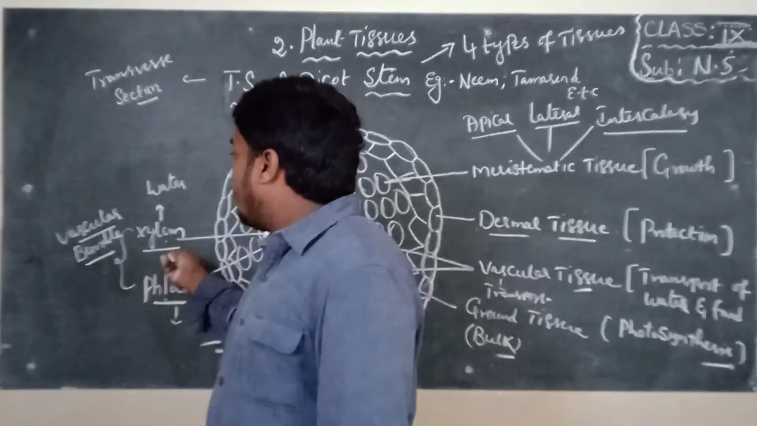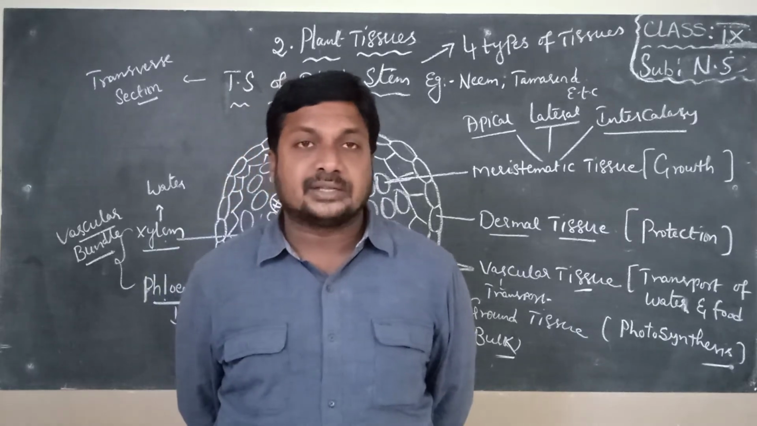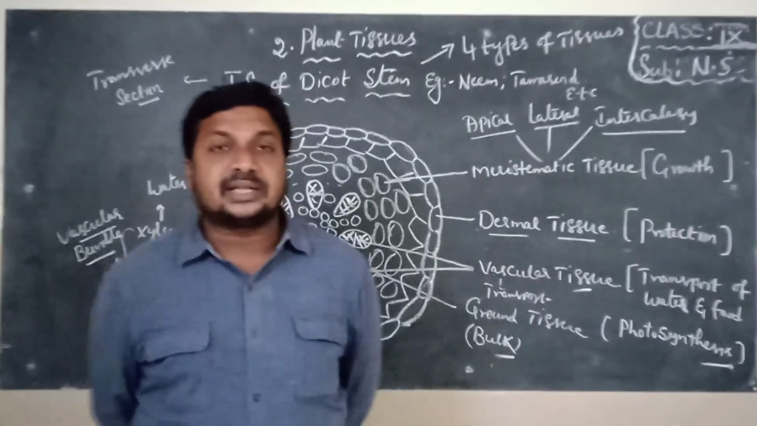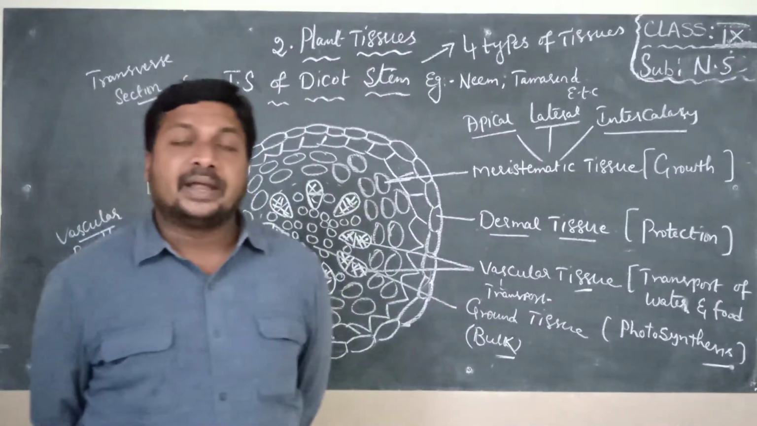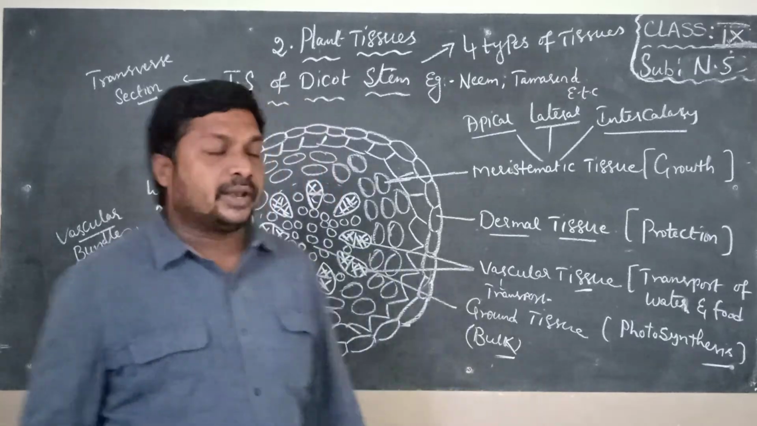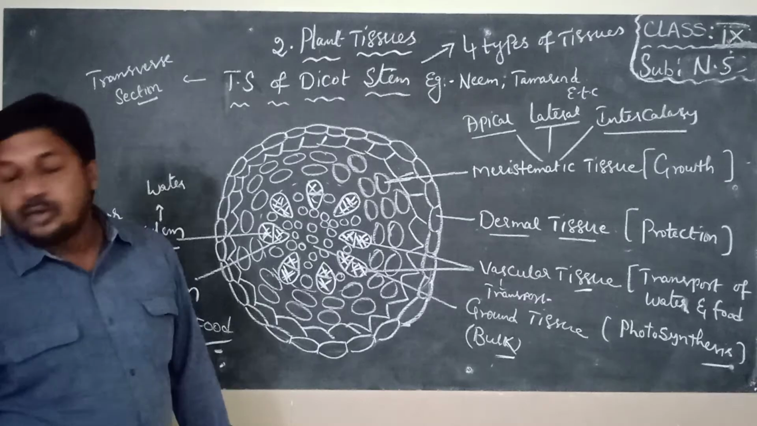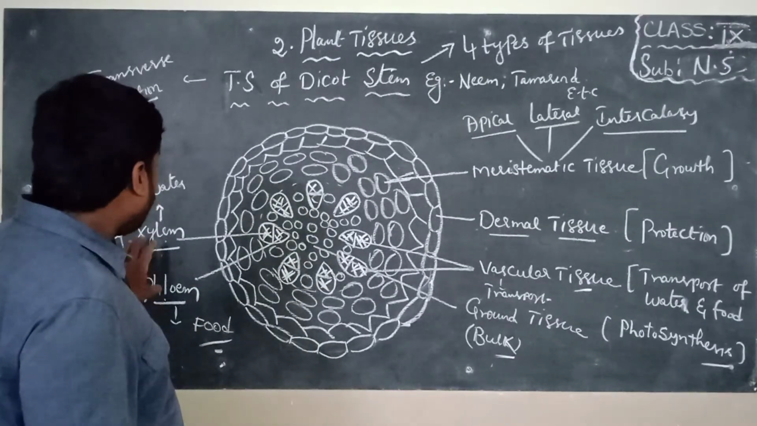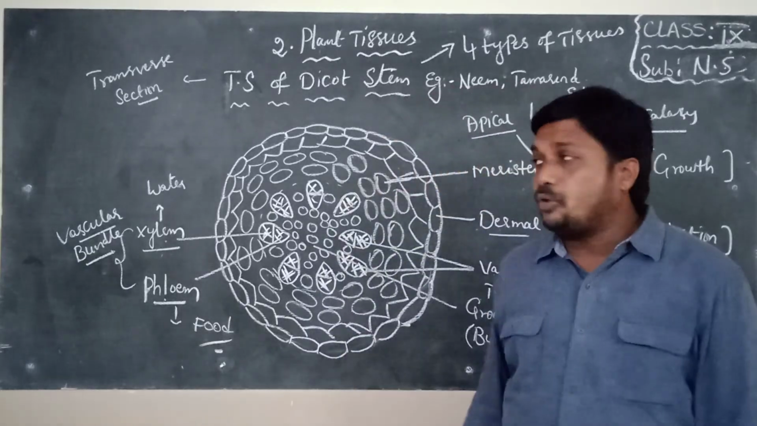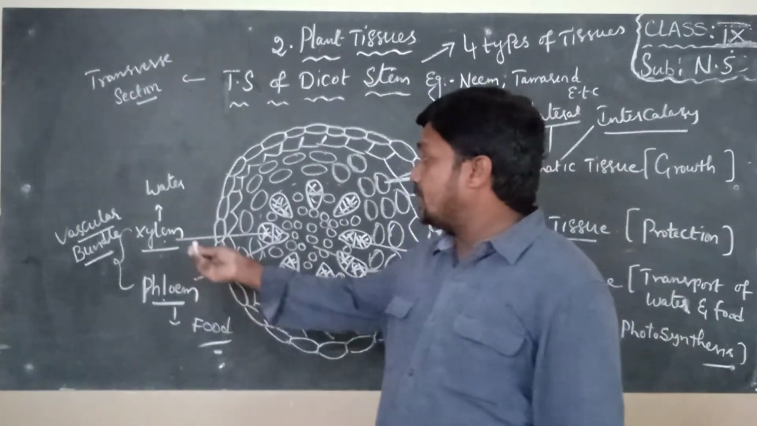Xylem will give mechanical strength to the plant. Phloem will not give mechanical strength to the plant. Both united together is called vascular bundle. This xylem and phloem are very important from the 10th class point of view also, children. So in 10th class also that is very important. Both together are called vascular tissue. Next one is vascular bundles. Both xylem and phloem united together is called vascular bundle. Vessels are the cells present in the xylem.